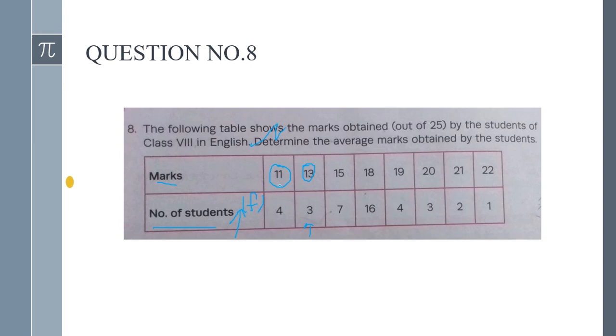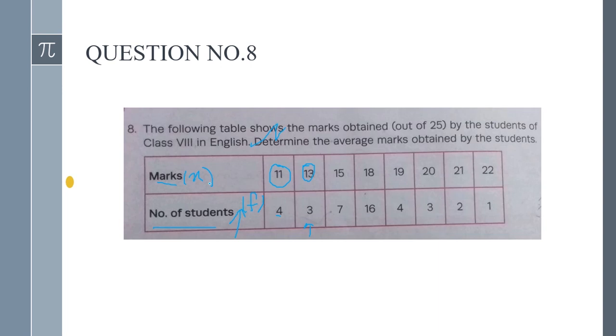So how many times 11 is repeated? 11 is repeated 4 times. So 11 की जो frequency है, number of times repetition है, वो कितनी है? 4. So number of students actually represent frequency for these marks. And what is marks? These marks are x. Why this is x? Because these are the data points of the data set.